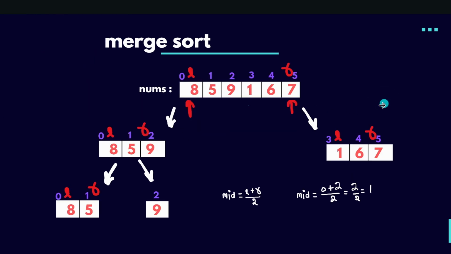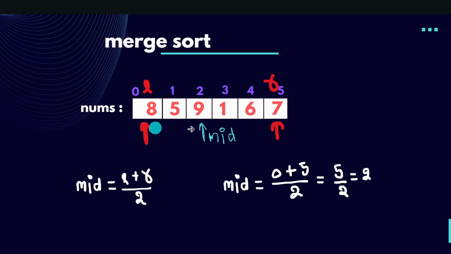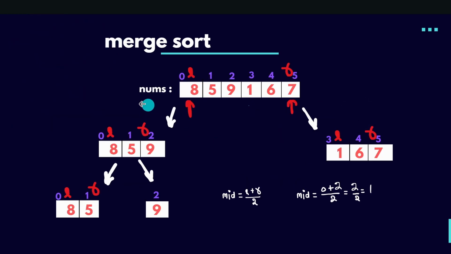So this is the way you divide. Based on the mid position, as mid is the second position, up to that you divide one part, and after mid you divide another part. I hope you understood how to divide these two positions.